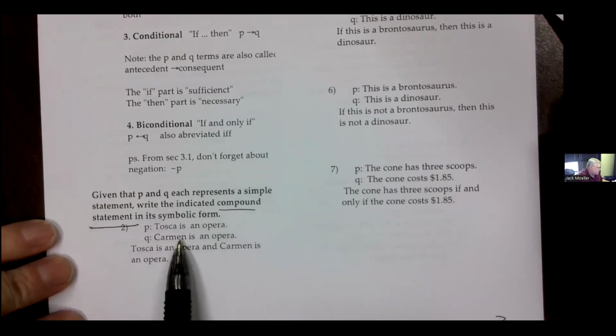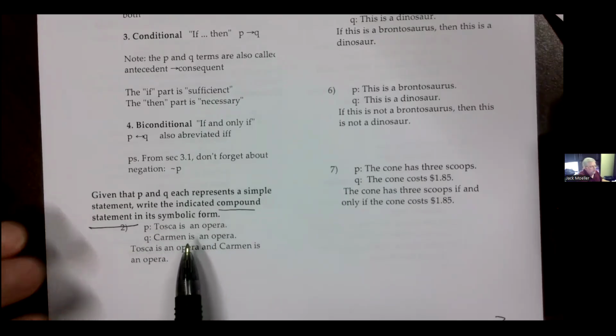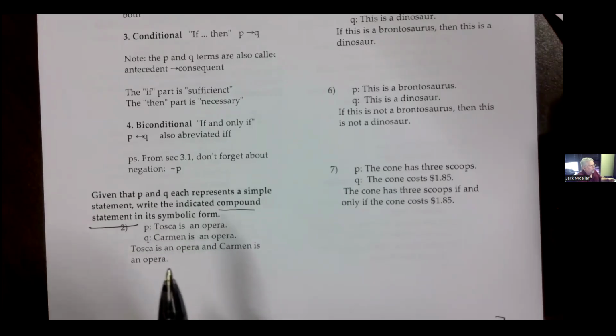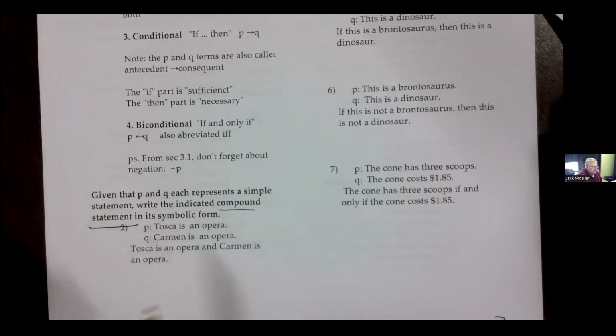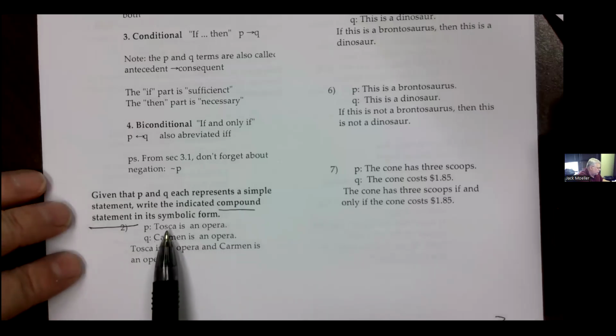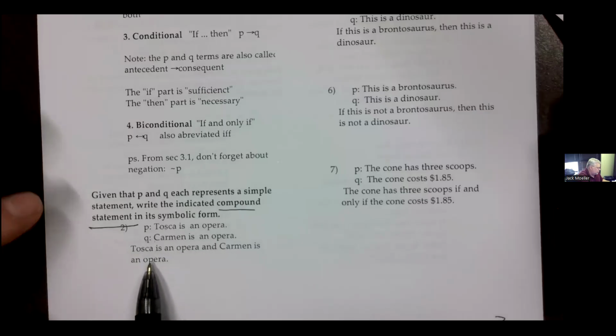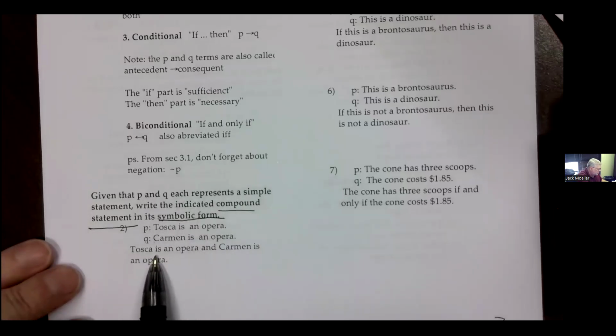The way they set this up is good practice. If you're ever translating English to symbols and they don't tell you what the statements are, it's like a word problem, figuring out what's important. Saying P is this and Q is that really helps the operation. So P: Tosca is an opera. Q: Carmen is an opera. We need to translate this into symbols. Tosca is an opera and Carmen is an opera.